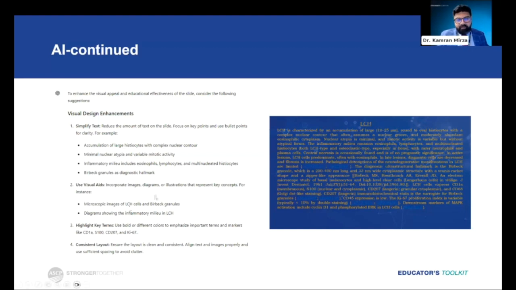So then the second one it says is to use visual aids, so incorporate images, diagrams, or illustrations appropriately, like microscopic images of LCH cells and Birbeck granules and diagrams showing the inflammatory milieu. It literally took a second to put this up. Highlight key terms and have a consistent layout. I don't want to say that Dr. Kanakis and I are redundant because ChatGPT is telling you everything, but I'm really glad that we were able to hopefully tell some of you that you can actually do this.